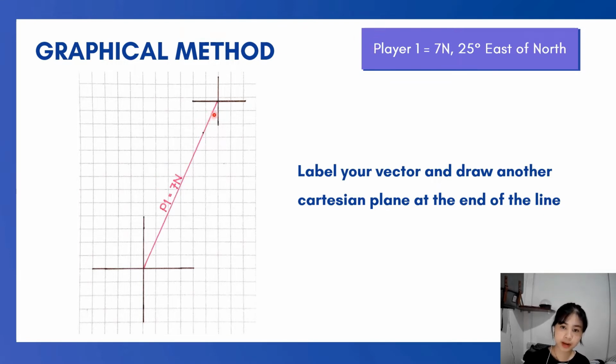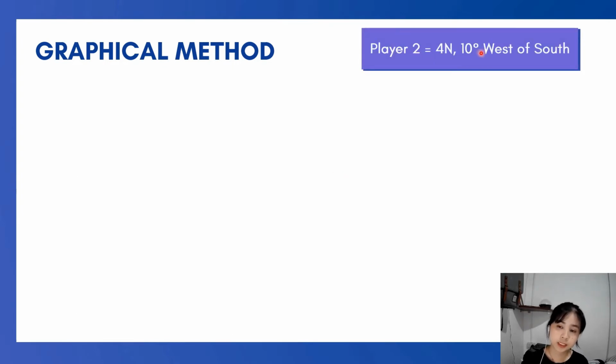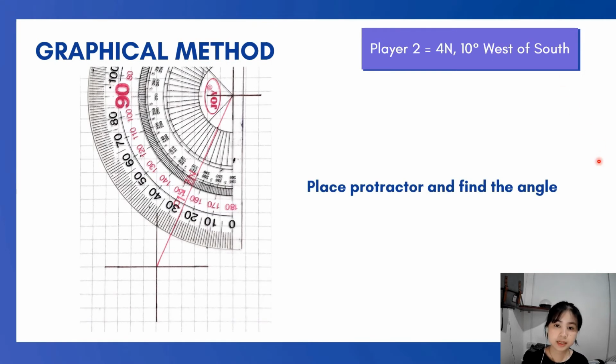And at the very end of our line, we draw another Cartesian plane. And we'll just be repeating the same thing we did earlier by finding the angle, then measuring out the distance using our ruler. For P2, the given is 4 N, 10 degrees west of south. Since it is west of south, we place our protractor vertically again, but this time facing west. And west of south goes from this direction to here. And then we place a dot where 10 degrees west of south is, which is also over here.